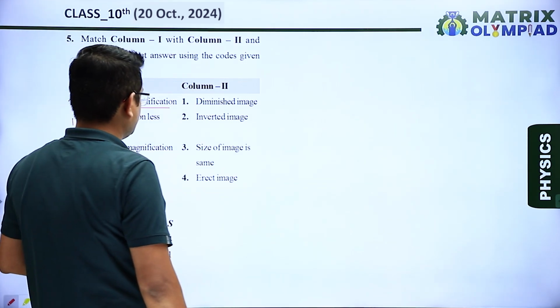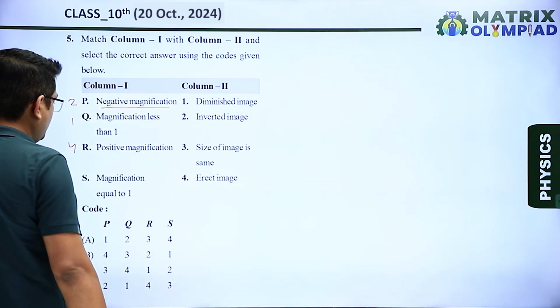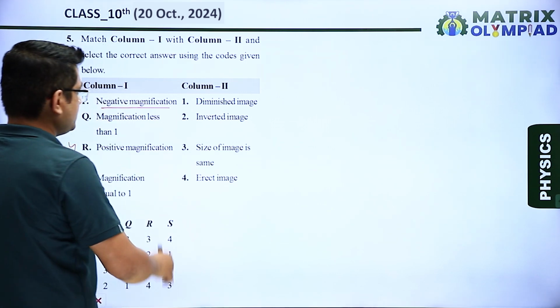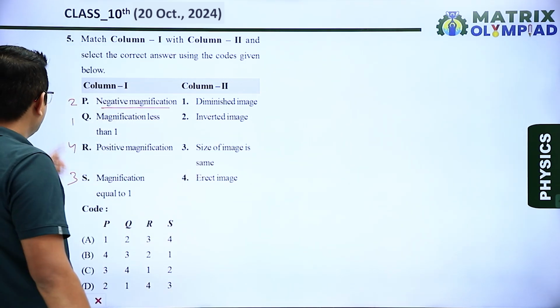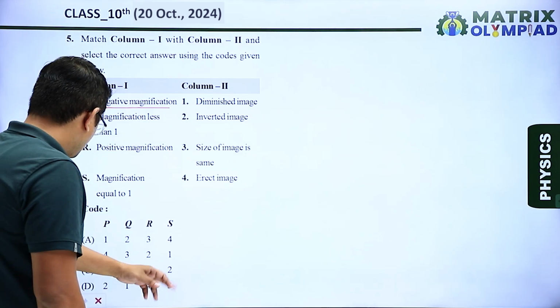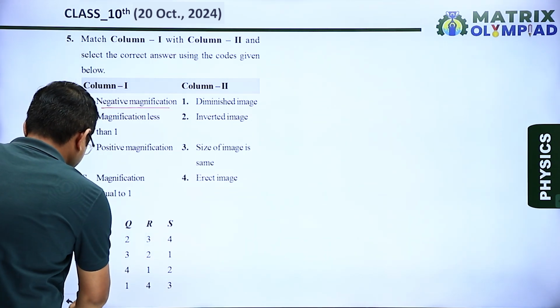Positive magnification, that means erect image, so I will write 4. Magnification equal to 1, that means the size of image is equal to the size of object, so I will write 3. So correct code is 2143. 2143, that means option D is our correct answer.